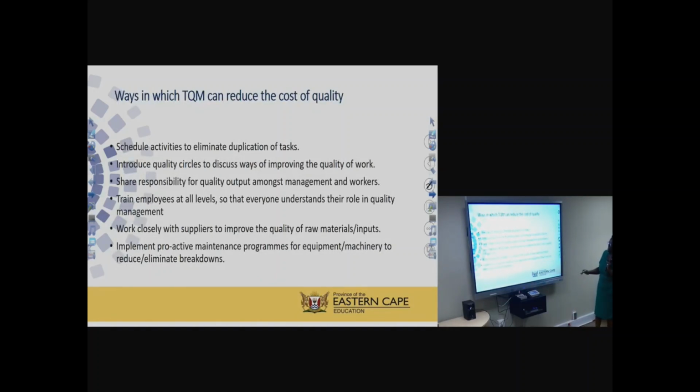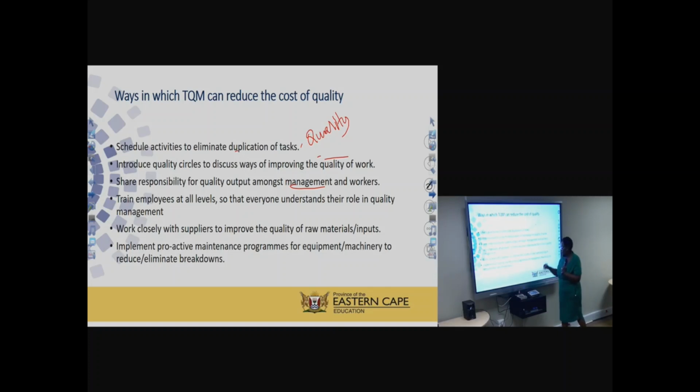This is the last one. How we can reduce the cost of quality. Quality will have cost implications. Then you must check the activities so that you don't have duplication of tasks. With this one, you will be assisted by the quality circles, because they will ensure that those activities are not duplicated. They will discuss how to improve. They will share responsibilities, having your employees sharing responsibility, especially amongst the management. You will be able to reduce the cost of quality.